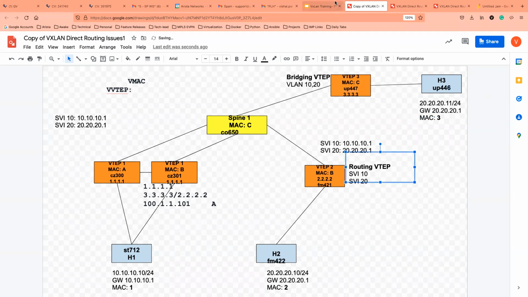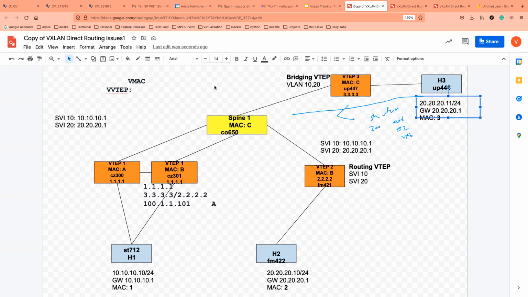Now let's say H3 sends out an ARP request for the gateway. What will this bridging VTEP do? It will flood because it's an ARP request. It will check the show VLAN table for VLAN 200 and check which ports it has to flood this traffic to. So it can be Et1, Et2, Et3, whatever, plus Vx1, because this is VXLAN extended. It will forward the traffic to the local ports, but it will also understand that it has to forward to the Vx1 interface.